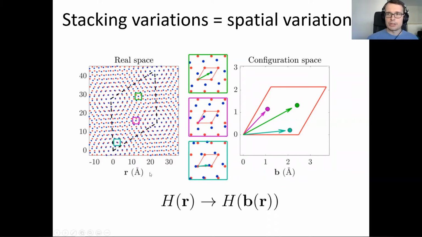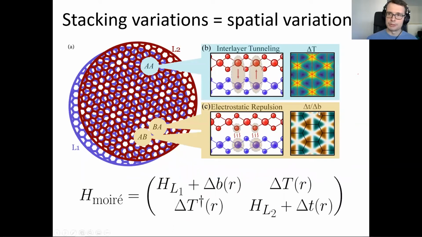And the key approximation is that you're working in a small twist angle limit, a large Moiré pattern limit, where you can assume that locally the electronic structure is going to be nearly identical to the electronic structure for an aligned bilayer with that stacking configuration. So this is also illustrated on this slide.